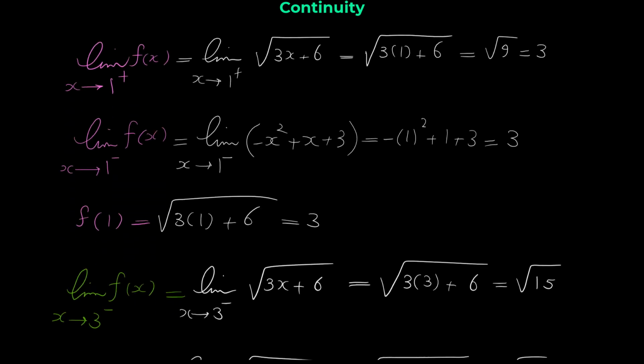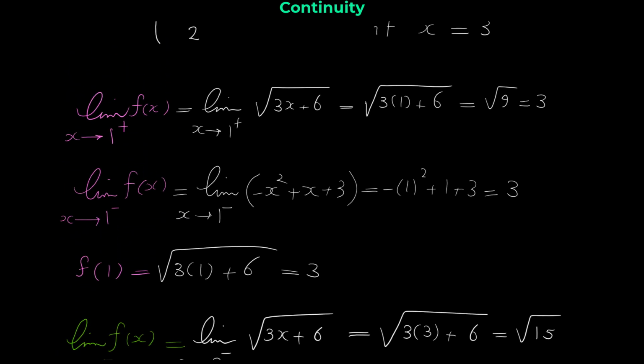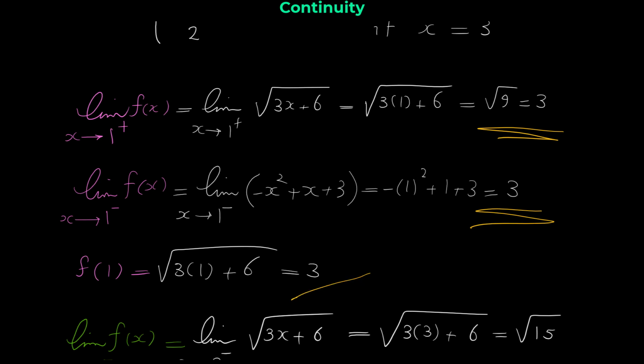If you look at our calculations, you can simply notice that f is continuous at 1. Note that the right limit, left limit, and f of 1, all of them are equal to each other. So f is continuous at 1.